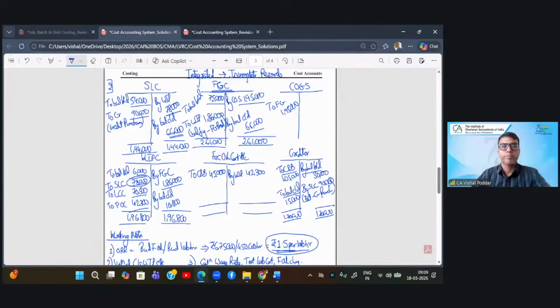Material consumed is done. Now what is left? Now only this under or absorption is left. So by cost P&L, under absorption, how much is the difference? It is 2,700. Correct, students?